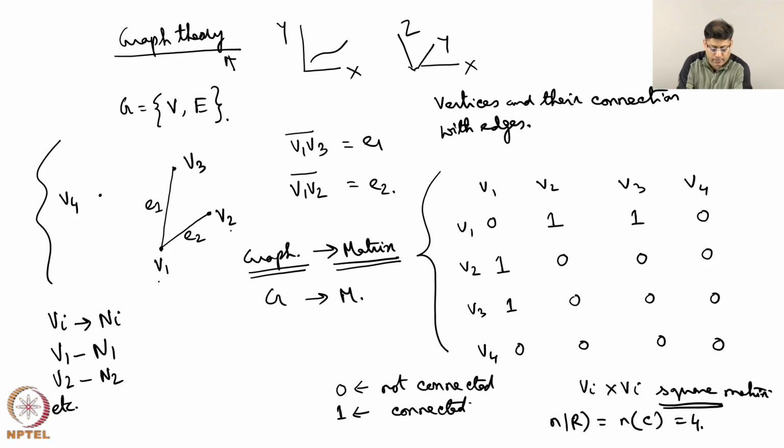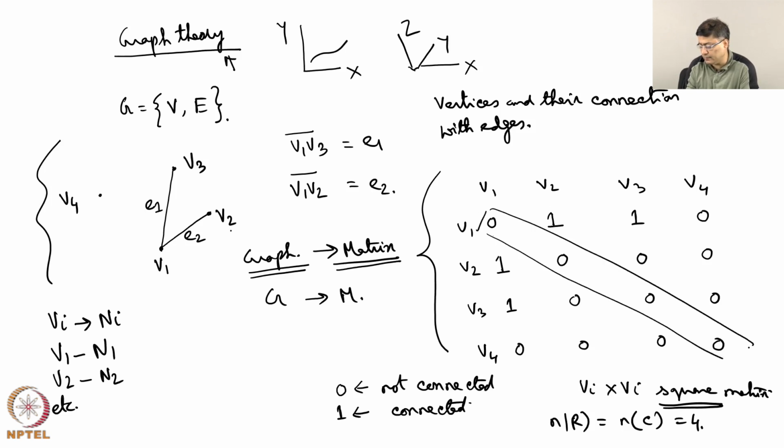Let us try to understand. When I said V1 is not connected with V1, V2 is not connected to V2, V3 is not connected to V3 and V4 is not connected to V4, that is reflected by these diagonal elements. All the elements are giving 0.